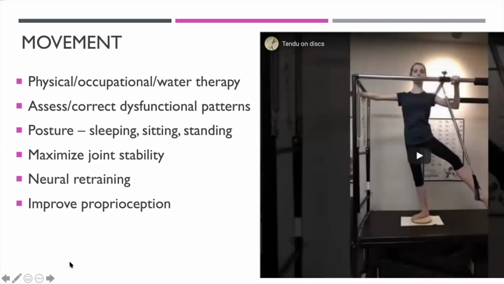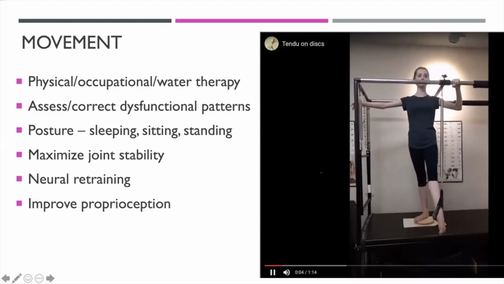So movement is an extremely important component. We want dancers and everyone moving as much as they possibly can. And Jennifer uses some extremely creative exercises with her dancers in order to get them moving with the most functional movement pattern possible. And we want to keep in mind sleeping posture, sitting posture, standing posture. We want to maximize joint stabilization, and we want to retrain the nervous system so that we can be moving in the proper way and also improving proprioception.